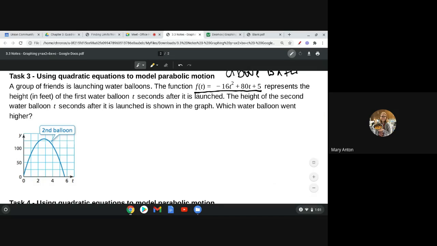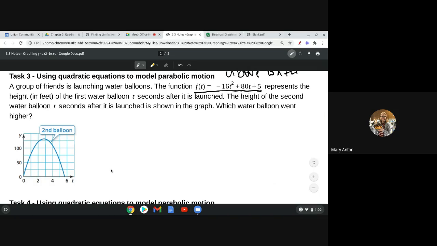And I just want to let you know that you see that negative 16? That's not random. In parabolic motion, one of the forces acting on this motion is the force of gravity, right? The force of gravity is always acting on us. That's what that negative 16 is. That's our gravitational force of negative 16 feet per second per second, if you're curious. Okay. So that represents the height of the first balloon, and the height of the second balloon is shown in the graph.